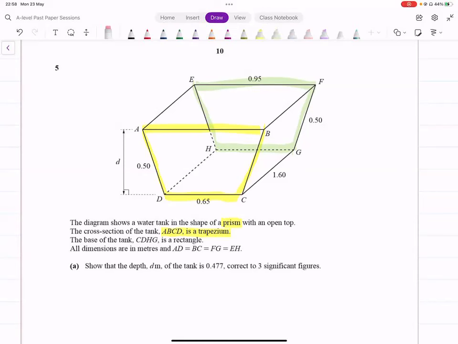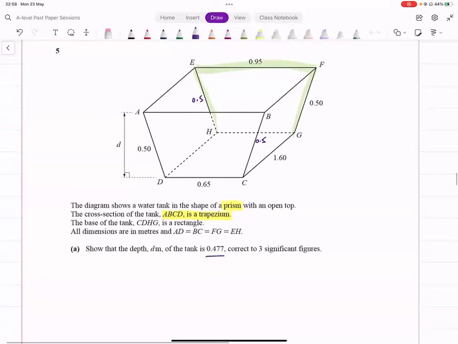Okay, so you're basically given that these sides are all equal. This is 0.5. This is also 0.5. And this is also 0.5. Trapezium की जो आपकी जो sides वाली slant heights हैं, they are all equal in length. We have to first show that the depth d meters of the tank is 0.477 correct to 3 significant figures. So basically depth उसने इससे represent की हुई है. जो vertical height कह लें आप उसको या depth कह लें, you've got to figure that out.